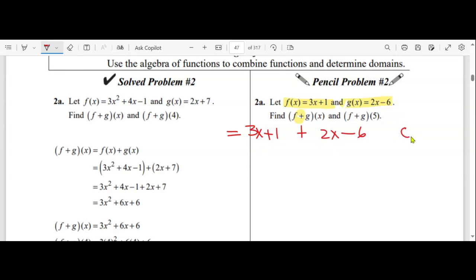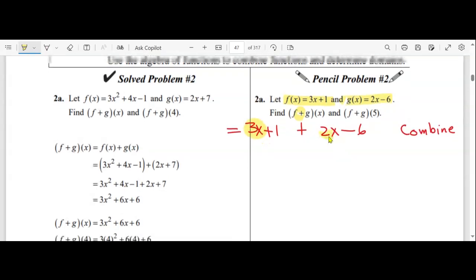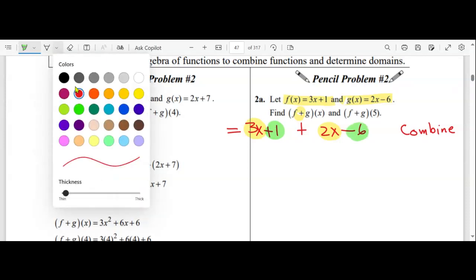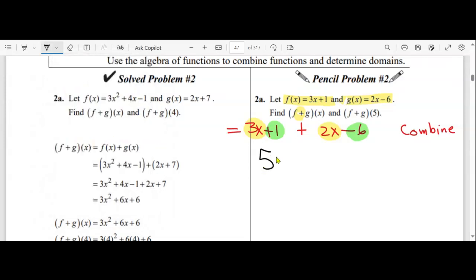Yes, combine. It's called combine. Okay? We're going to take what with what? 3x with 2x. And we're going to take what? Positive 1 with negative 6. Can you help me? 3x plus 2x is 5x. 1 minus 6.